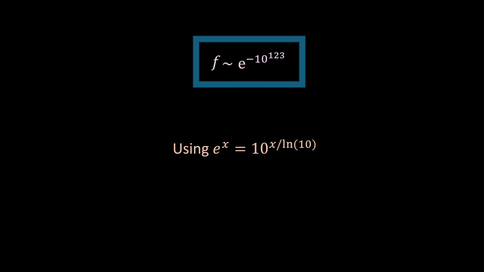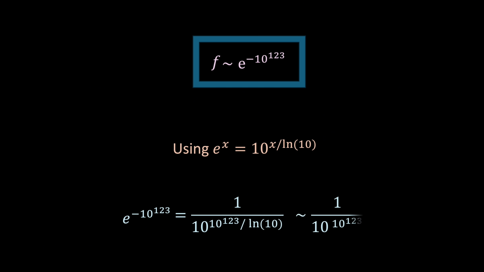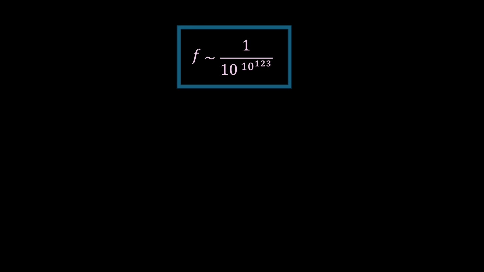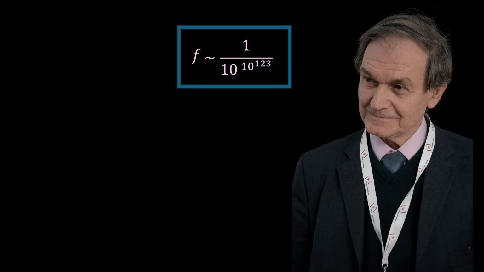And then finally, we can rewrite this in a more familiar power of 10 form by making use of the fact that e to the power x is equal to 10 to the power of x divided by log 10. In which case, we can write e to the power of minus 10 to the power of 123 as 1 over 10 to the power of 10 to the power of 123 over log 10. In popular accounts and in Penrose's own shorthand, you'll often see this quoted schematically as roughly 1 over 10 to the power of 10 to the power of 123. And that's the famous headline form, first estimated by the Nobel Prize-winning physicist Roger Penrose, 1 part in 10 to the power of 10 to the power of 123.